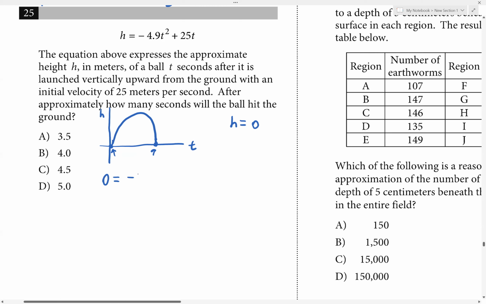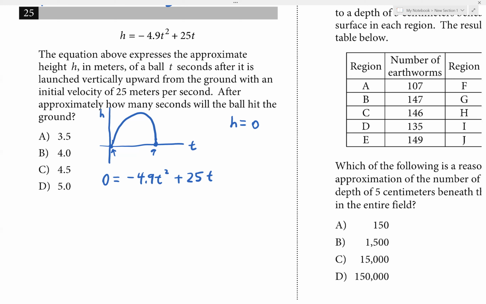So we have 0 equal to negative 4.9 t squared plus 25t. We're solving for a t value that will make this equation equal to 0. We can solve it algebraically, but we can also plug in answers. Since it's a multiple choice question, we can use the answer choices to help us. Try each one, plug it in, and see which one works equal to 0. Whichever one worked will be our answer. But let me work this out algebraically so we can see the steps.